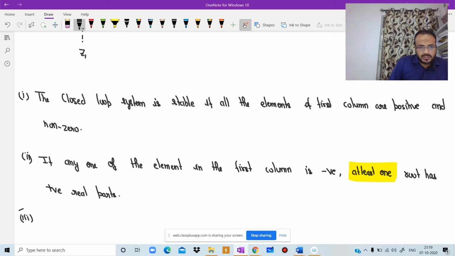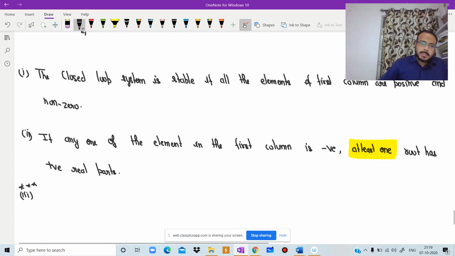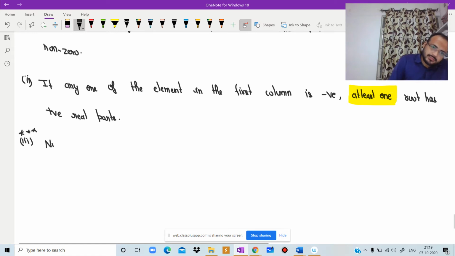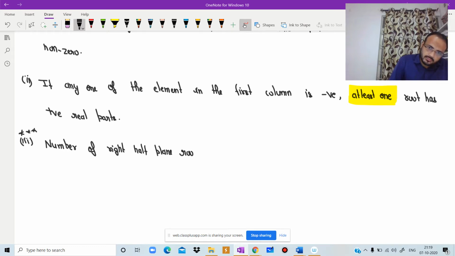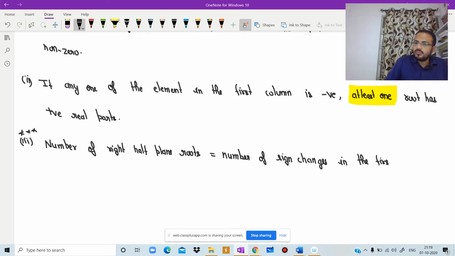Next, this one is important. The number of right half plane roots is equal to the number of sign changes in the first column. It is very helpful, and already they asked some questions from this concept also.